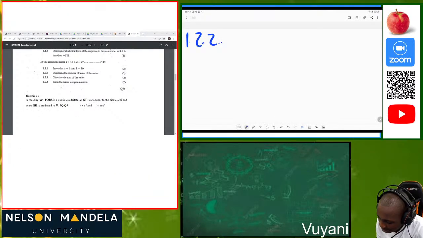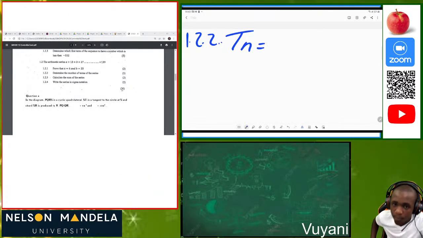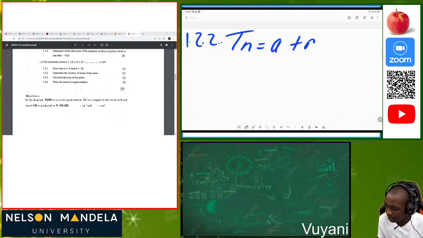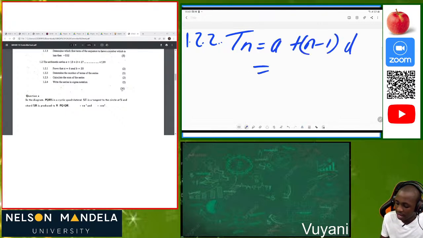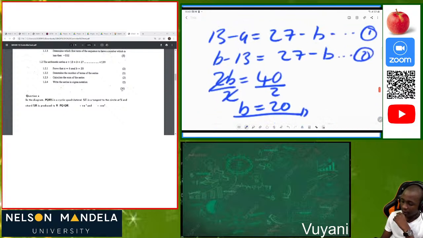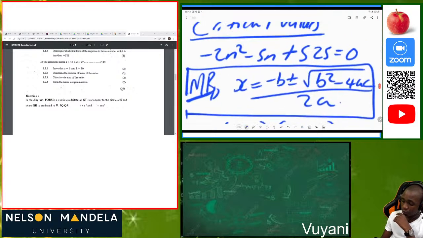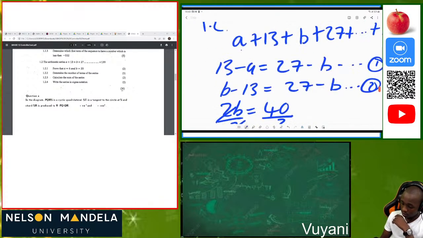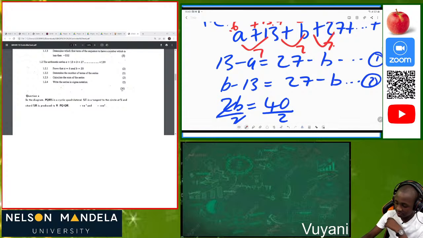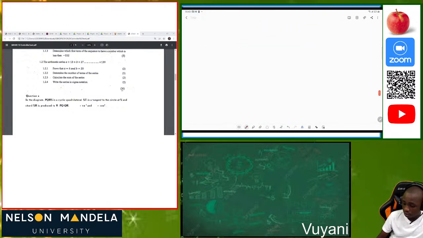So let's determine our Tn. We know that Tn of an arithmetic sequence is equivalent to A plus n minus 1 times D, where A is the first term, which is 6. And we have n minus 1. And what is our D? Let me come back here. Our new sequence is now 6 plus 13 plus 20 plus 27. So 13 minus 6 is 7. So our constant difference is equivalent to 7. I'm sorry about that.